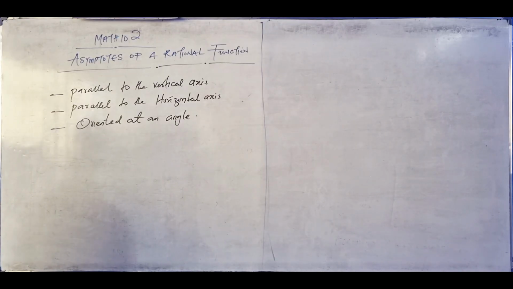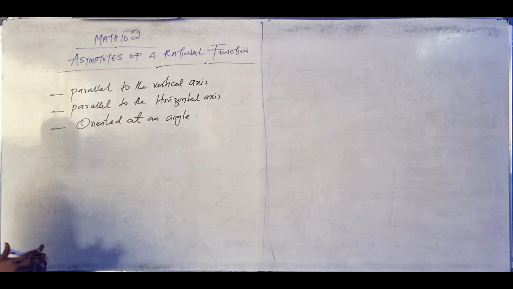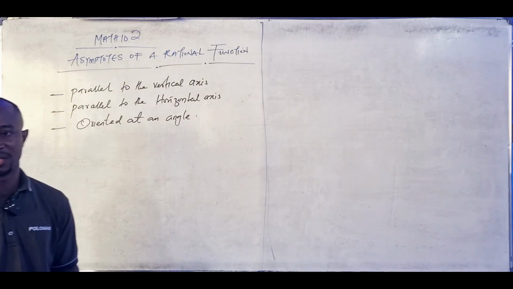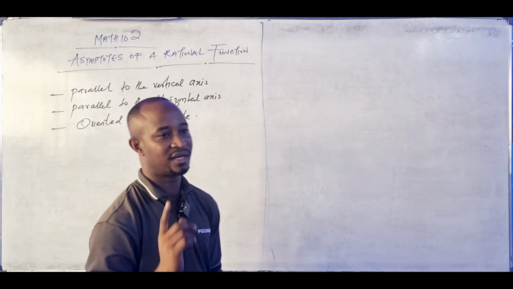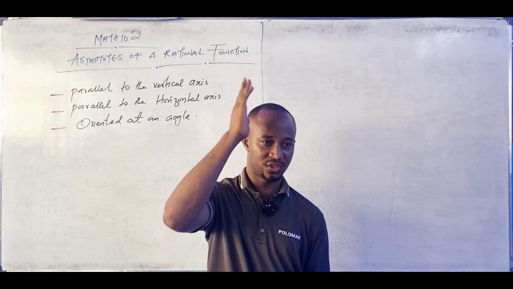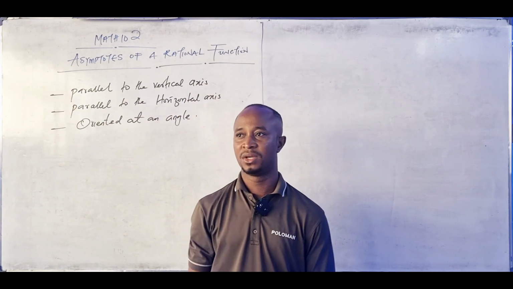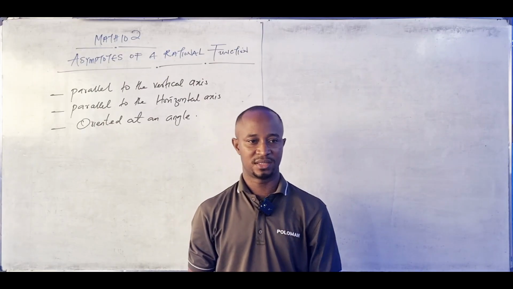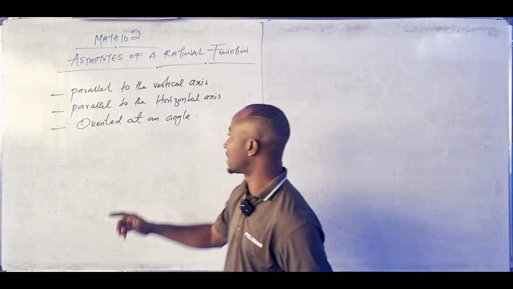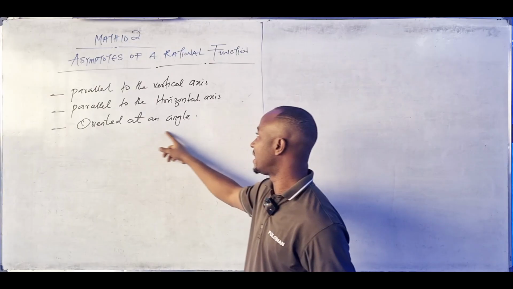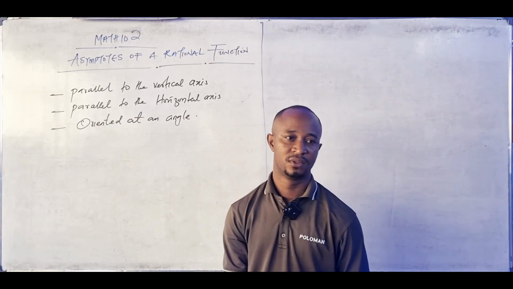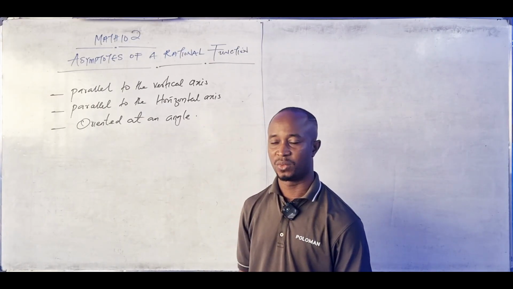I will explain. When you hear the word asymptote, what comes to your mind is a straight line. This straight line can either be parallel to the horizontal axis, or parallel to the vertical axis, or that same line can be oriented at an angle theta. We call that an asymptote.